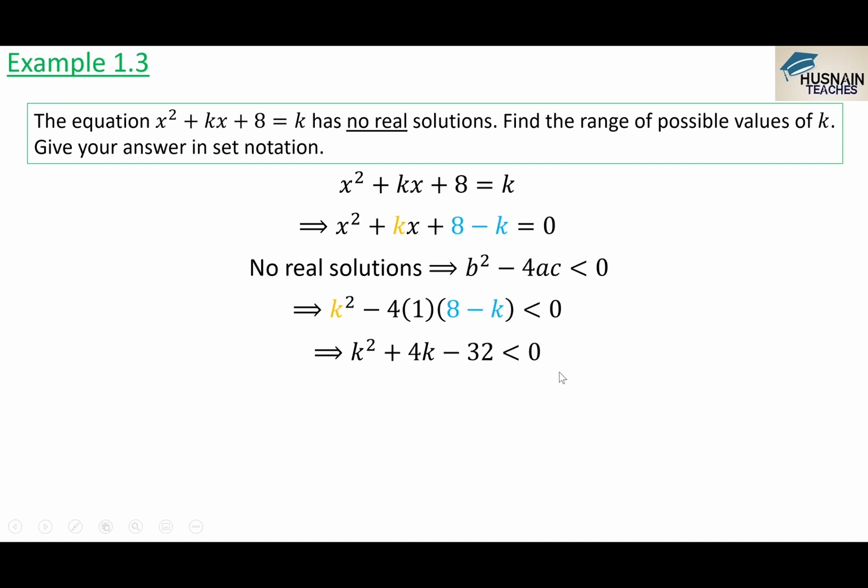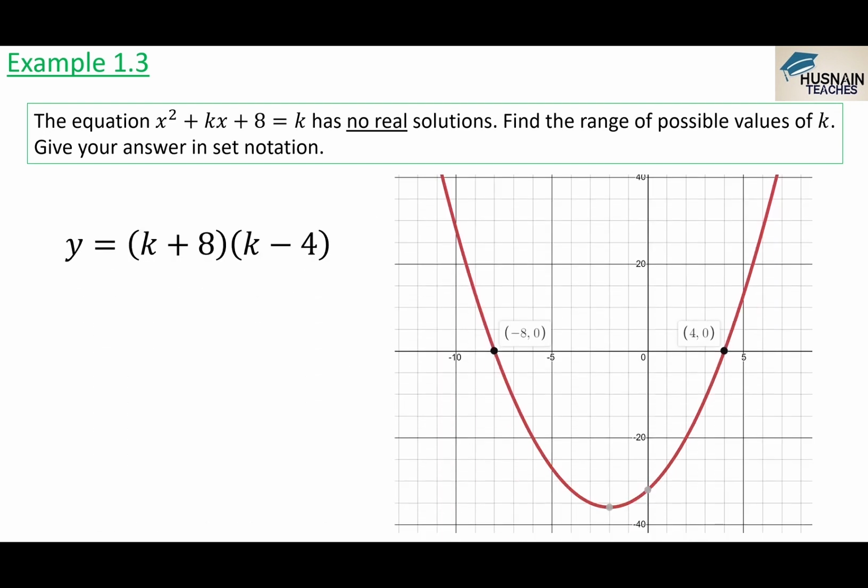Expand and simplify, we get this inequality here, and of course factorizing gives us this bottom inequality here. Now remember, when we have a quadratic inequality, we want to ideally sketch the graph so that we can visualize which solutions we want. Let's draw the graph of this.